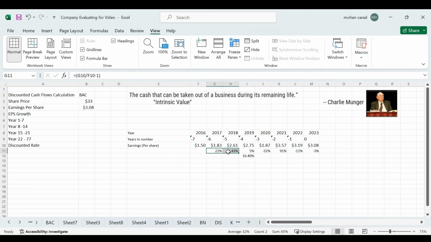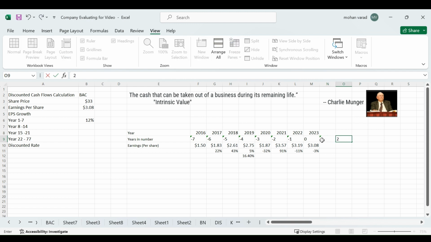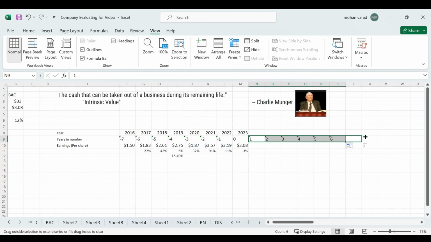So for the average earnings per share growth rate over the past few years, we have 22%, 43%, 5, minus 2, which is negative, then 91%, then minus 11, and then minus 3%. Instead of 16%, I'm going to use a more conservative figure, like 12%. So I'm going to put 12% here for my calculations. Okay, now let me add some more years here, from 1 to 7 more years, and I'm going to drag this out.